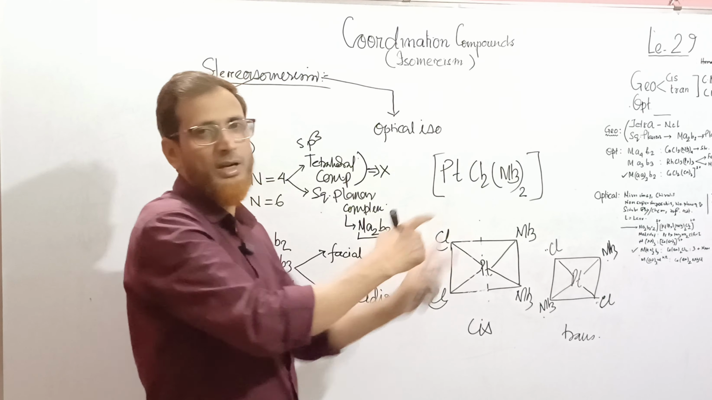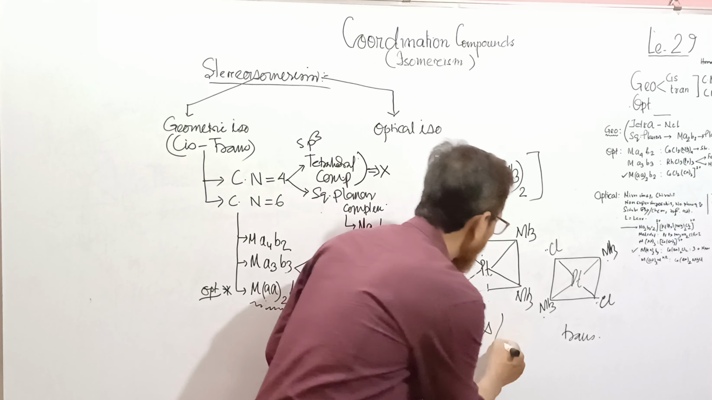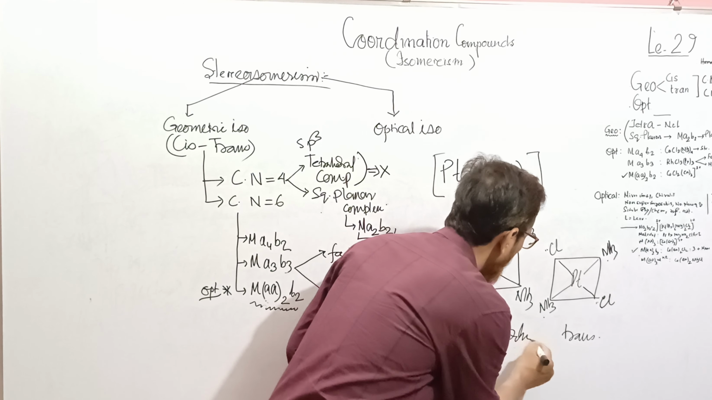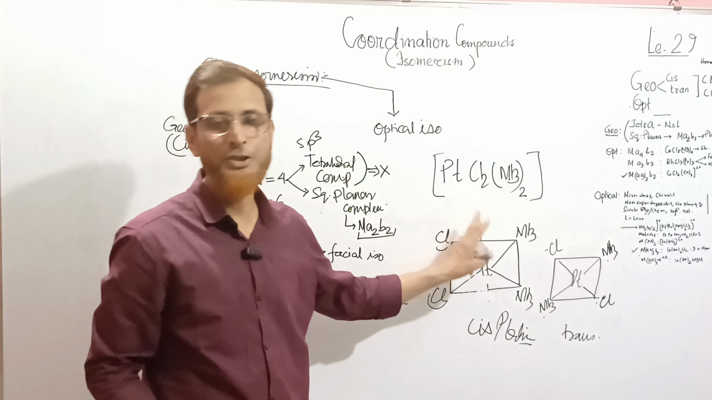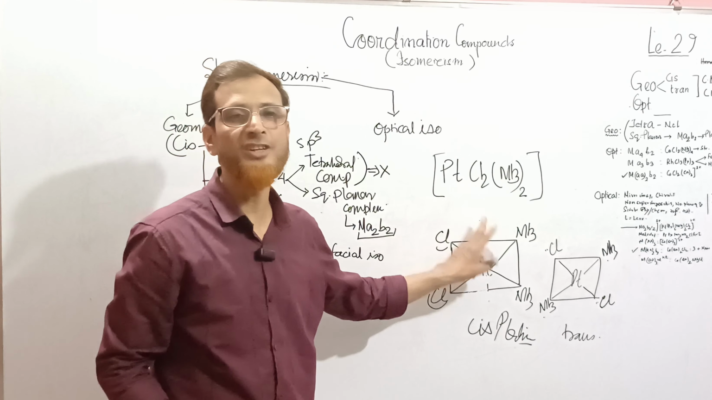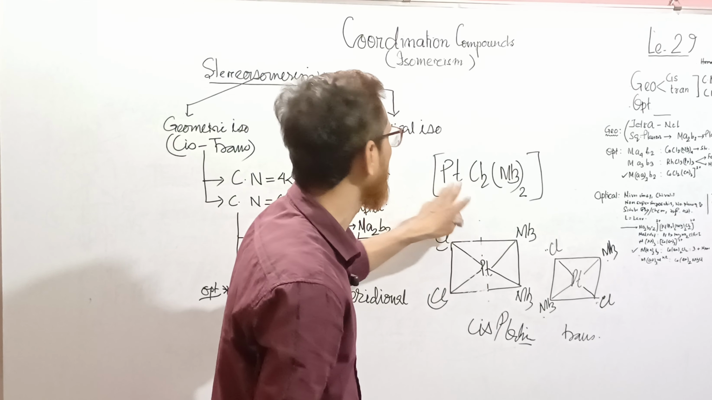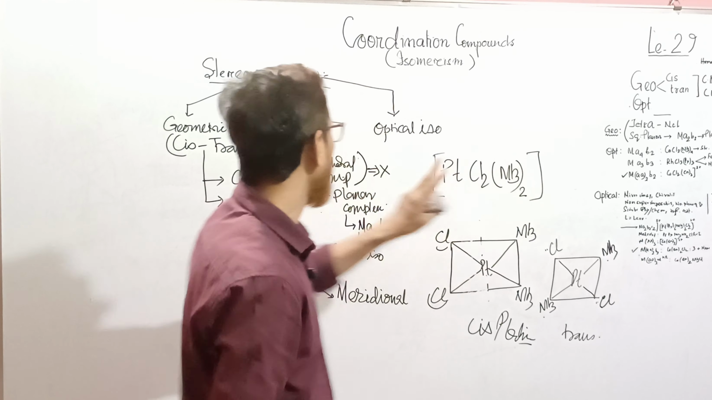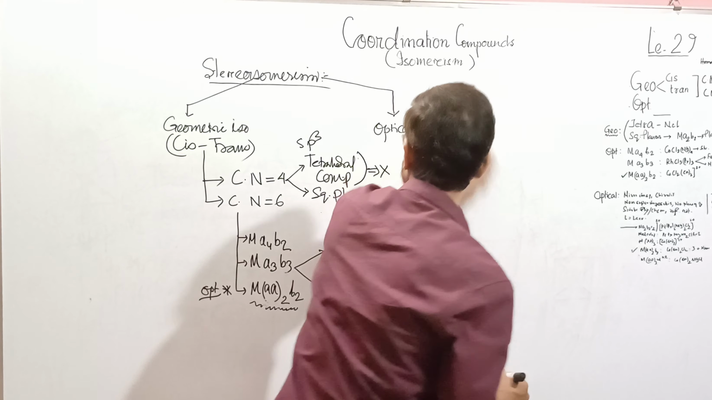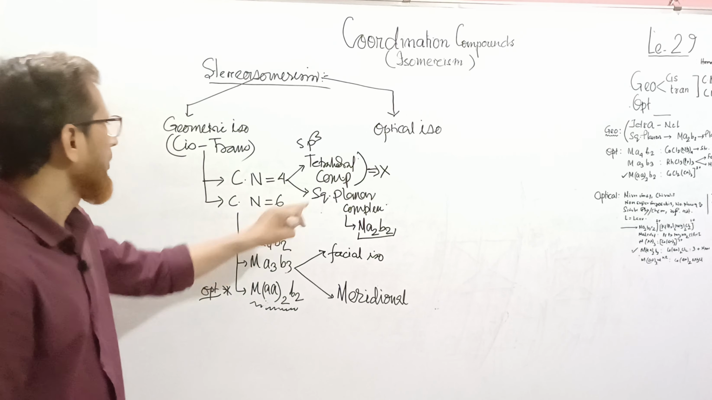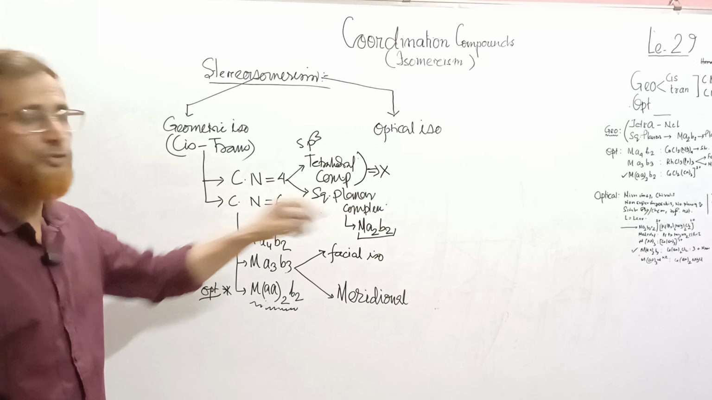This is called cisplatin, and it is a very important drug for tumors and cancer. Nowadays cisplatin is very often used as a medicine. So this is cis and this is trans, and it is an A2B2 type. The first type is over. Cisplatin, mind that, cancer medicine. Now square planar is over.